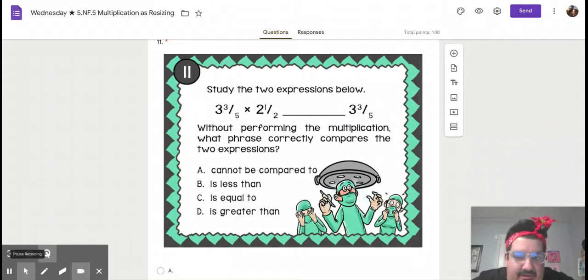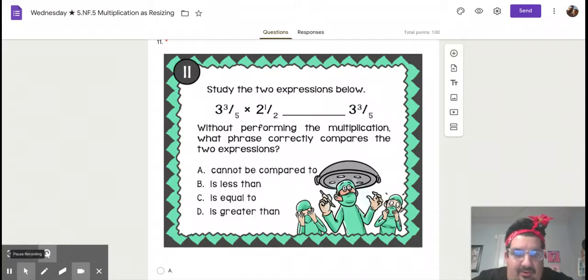This is just a continuation of yesterday with our multiplication as resizing. So remember, if we're looking for is the number going to be less than 1, then the answer is going to be less. If it's equal to 1, it's going to stay the same and it's going to be equal to. And if the number we're multiplying by is more than 1, then the number actually gets larger or becomes greater than. So let's look.